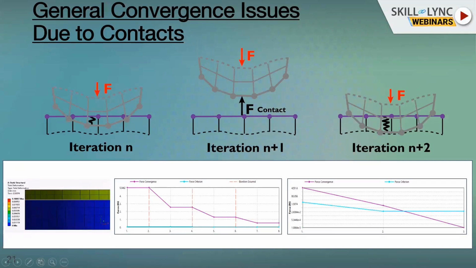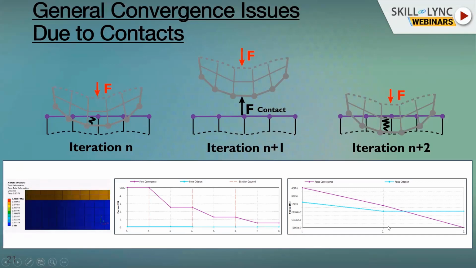I have solved one problem. This is a plate, and this is a small plate which is coming in contact and hitting the bottom plate. So what if FKN is 1? The middle figure is FKN 1, in which my solution is not converged even after 8 iterations.